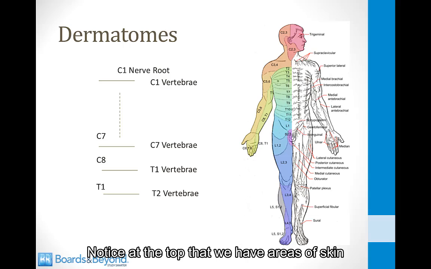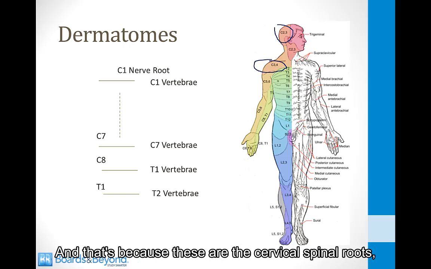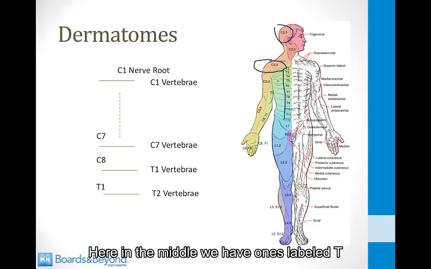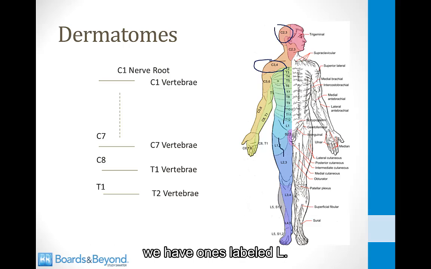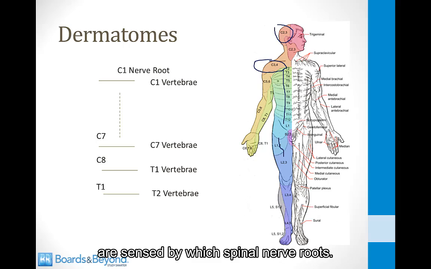Notice at the top that we have areas of skin labeled C2 and 3 and C3 and 4, and that's because these are the cervical spinal roots. That's why they're called C. Here in the middle we have ones labeled T for thoracic, and down at the bottom we have ones labeled L. So this map shows you which areas of the skin are sensed by which spinal nerve roots.